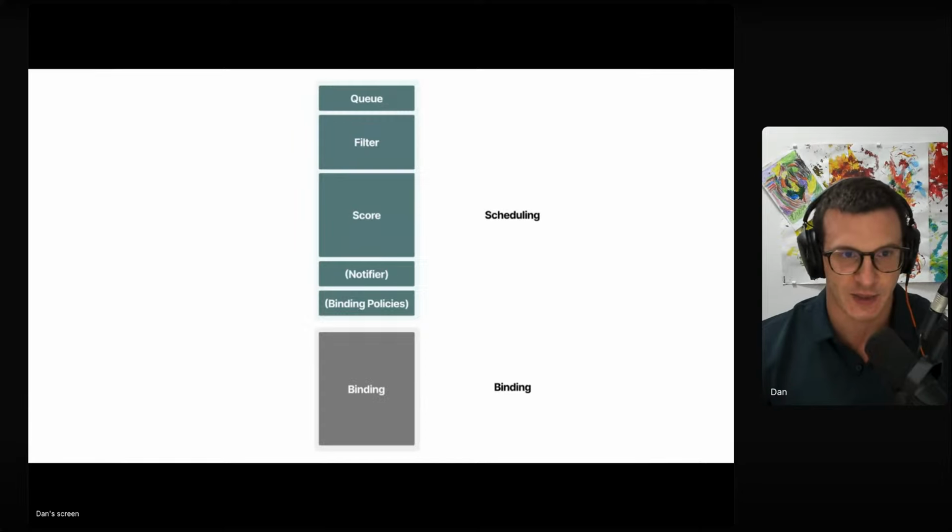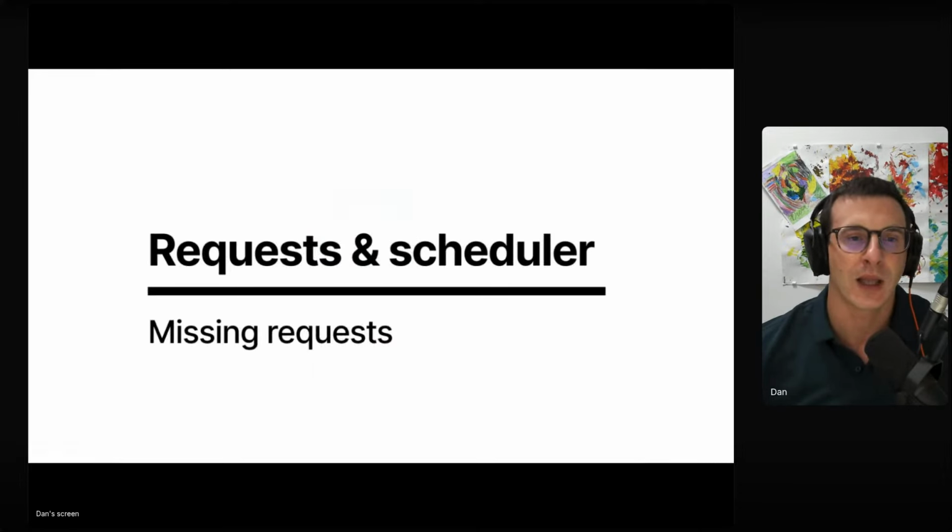The first phase is basically filtering out nodes that are not applicable. And then of the ones that are applicable, we will need to find the best one, and that's usually called the scoring phase. Now, part of the scoring phase and also the filtering phase, we have requests.